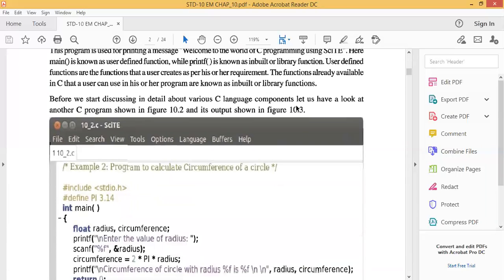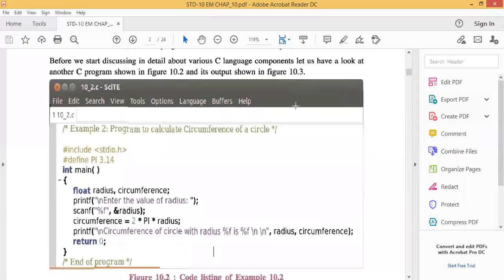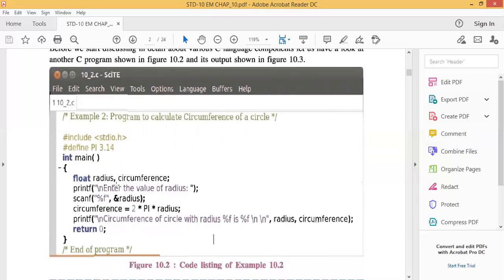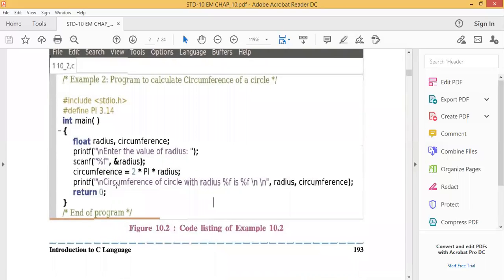Before we start discussing in detail the C language components, let's have a look at another C program. #include <stdio.h>, #define PI 3.14. What is 3.14? The value of pi, otherwise 22 upon 7. int main, float radius and circumference. float is a data type.